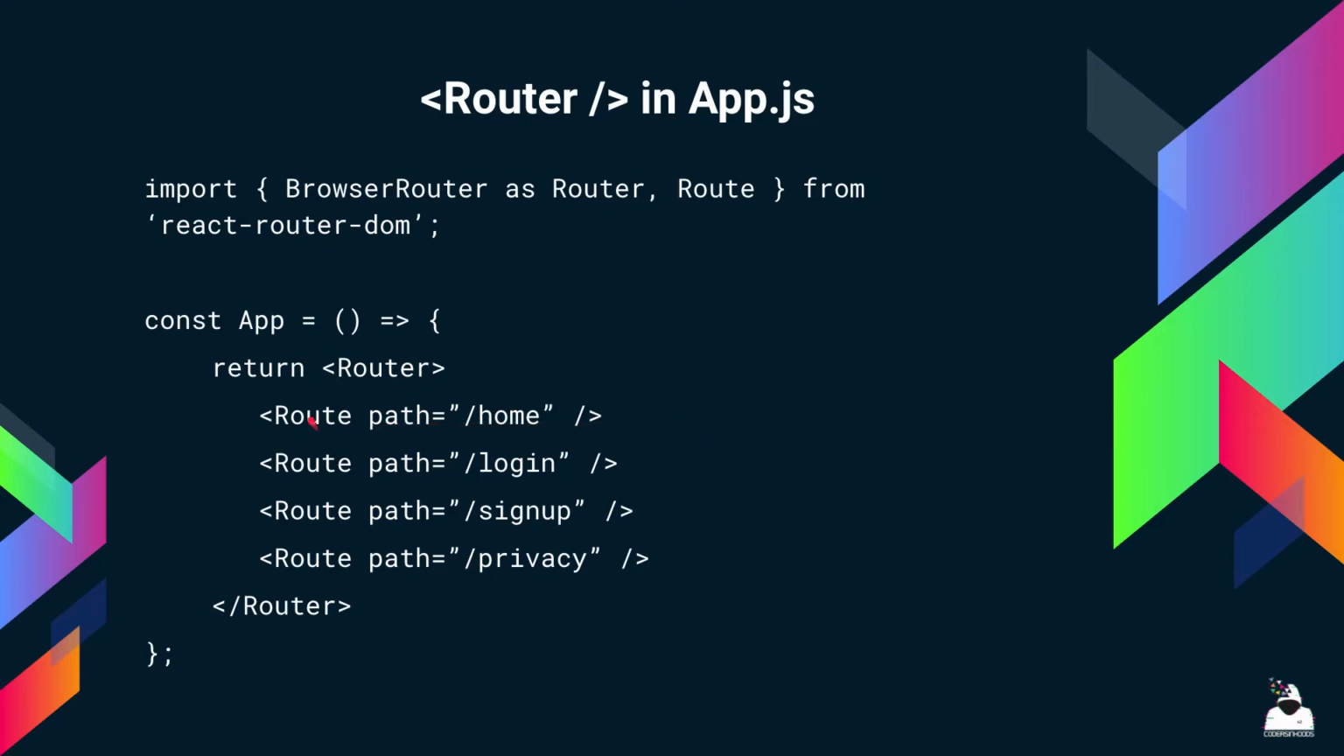The one thing to note is they will be matched in the order you write them in your code. So if you have some routes that have some common name or something like that, you would have to make sure that you put them in the order that you want them to be matched. Otherwise, you could end up rendering a different route, a different page.